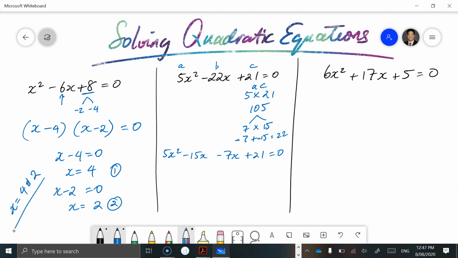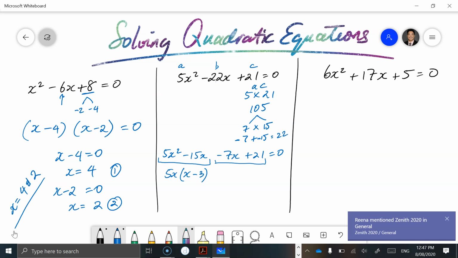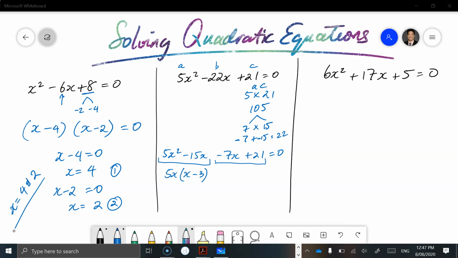So now we see that we're using the non-monic approach, and we have 4 terms, so we want to factorize by grouping. We split the 4 terms into 2 parts and factorize each half. The highest common factor between 5x squared and minus 15x is 5x. Both have a common number of 5 and a common letter of x. Inside the brackets, x minus 3 is the factor left over.